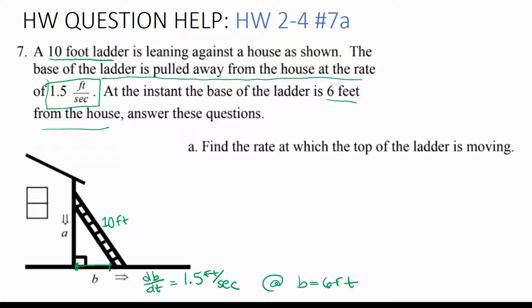All right, now part A is asking us to find the rate at which the top of the ladder is moving. So now we're talking about the top of the ladder here in regards to the bottom of the house. So we're talking about the rate da dt. That's our goal for part A. Trying to find how fast the ladder is scooting down.